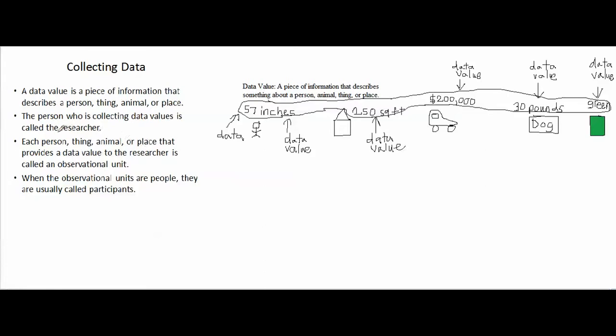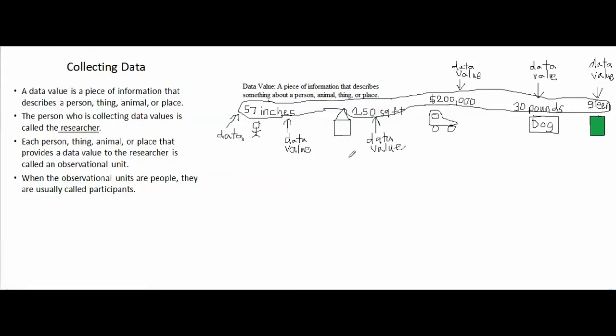The researcher is the person who's collecting the data. So if I ask this person, how tall are you? And the person tells me that he or she is 57 inches tall, then I'm the researcher because I'm collecting the data. The person is the observational unit because the person is what I'm collecting data about. I'm collecting data about the person, so the person is the observational unit, and 57 inches is the data value because that's the piece of information that describes the person.